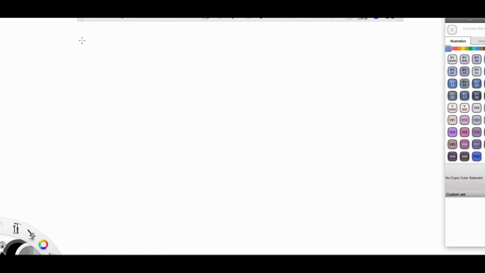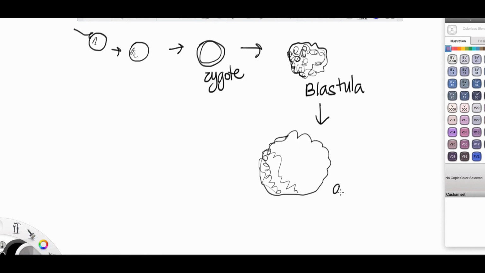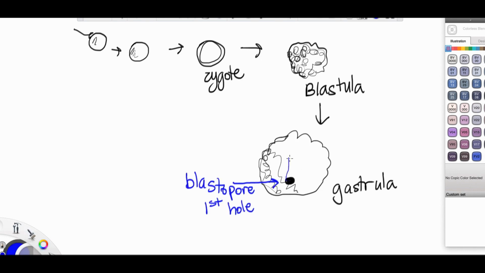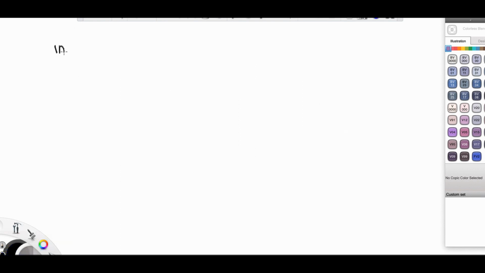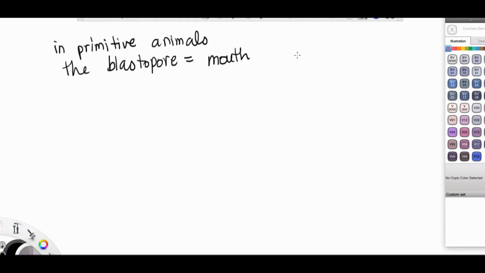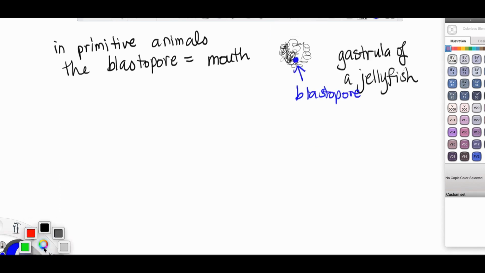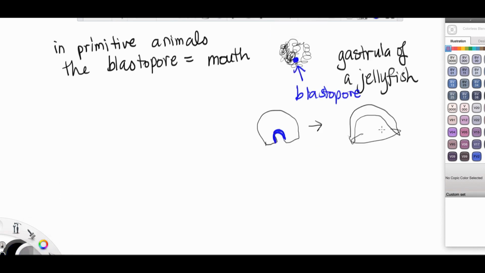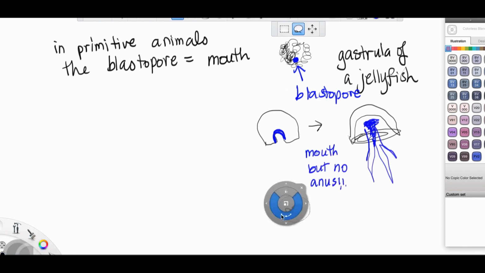When animals make this zygote and eventually a blastula and a gastrula, a hole forms, and that hole is known as a blastopore. It's known as the first hole. That blastopore is the beginning of the gut or the digestive tract of any animal. In primitive animals, the blastopore turns into the mouth of the animal. The gastrula of a jellyfish has a blastopore, which eventually turns into the jellyfish's mouth. And that mouth is very interesting because its job is to take in food and also to excrete it. The jellyfish has no anus.